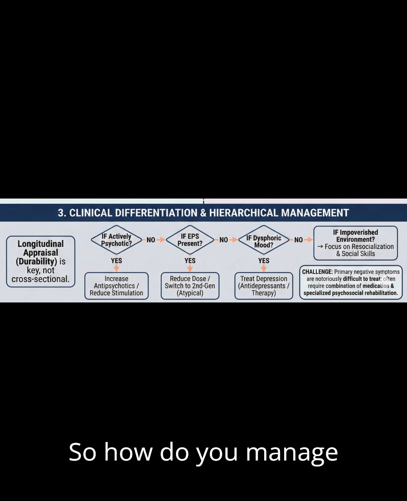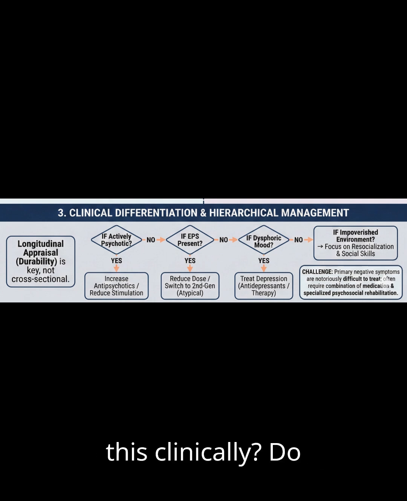So how do you manage this clinically? Do not just look at a cross-sectional snapshot. Look at the longitudinal history, because primary symptoms are durable while secondary ones fluctuate. Use a hierarchical questioning approach. Ask yourself, is the patient actively psychotic?